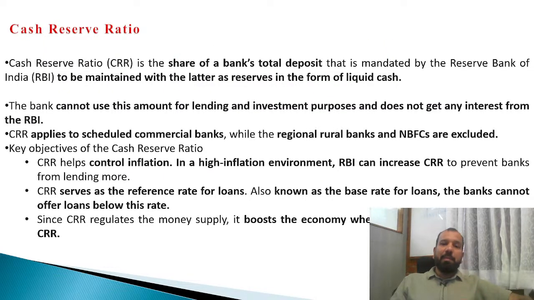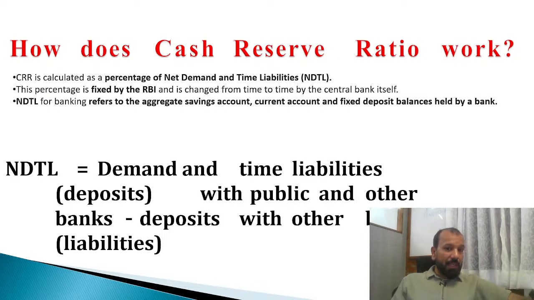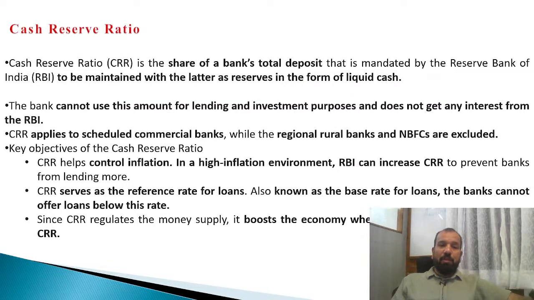What do net demand and time liabilities mean? We maintain the NDTL every 15 days. Each and every commercial bank has to understand what net demand and time liabilities they have. Suppose the bank has 100 rupees and the demand and time liability is 20 rupees. That becomes 100 minus 20, which is 80 rupees. Out of those 80 rupees, the bank has to keep 4%. Out of 80 rupees, 4% becomes 3.2 rupees. The commercial bank has to keep 3.2 rupees with the RBI in the form of cash. So the bank can't use that amount for lending and investment, and RBI does not give any interest on it. The bank can't use that money for any investment or for giving loans.